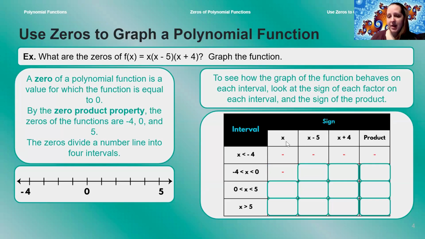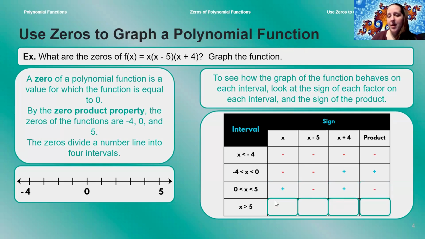-2 in for x just gives me a negative number. -2 minus 5 also gives me a negative number. -2 plus 4 gives me a positive 2, so that's a positive. So a negative times a negative is a positive, times a positive gives me a positive. You do the same thing for 0 to 5. So if I pick 1, that gives me a positive. 1 minus 5 is negative. 1 plus 4 is a positive. A positive times a positive times a negative gives me a negative.